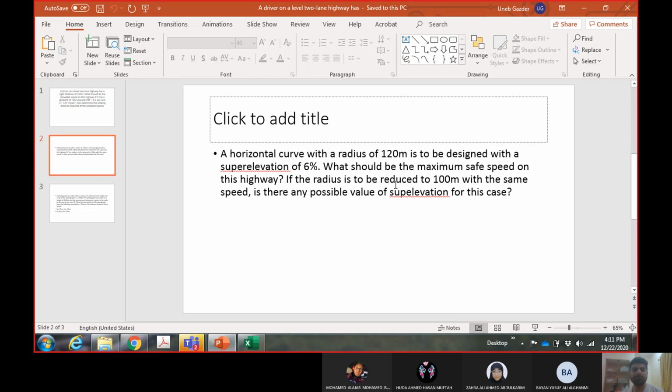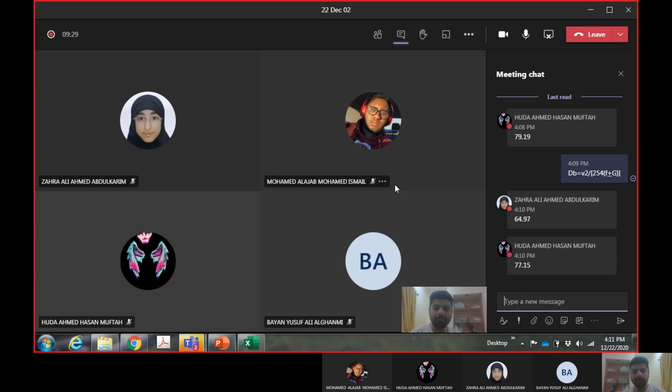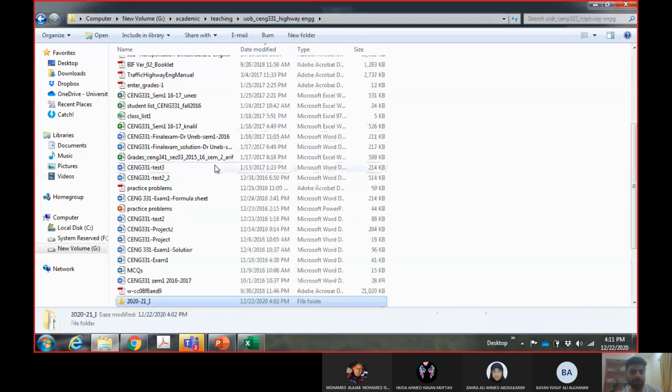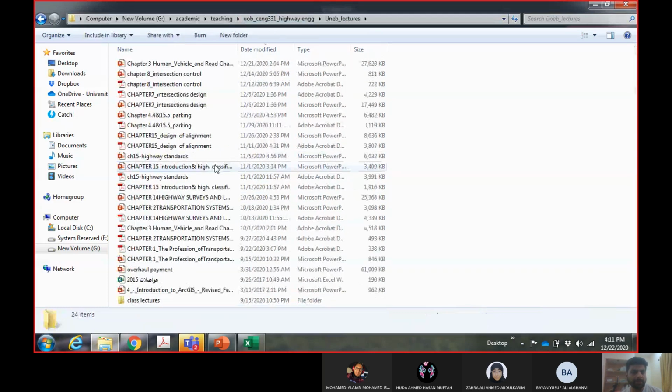Is this a value within the range? Let us begin with the first part, and I think this was a part where most of you had the problem. Because in the radius equation, let me now open the slides because we need to see the table, right?